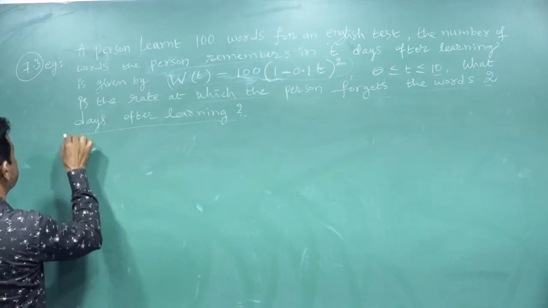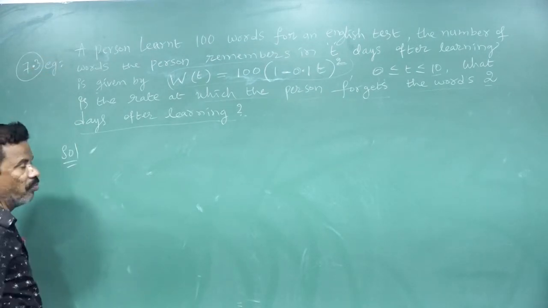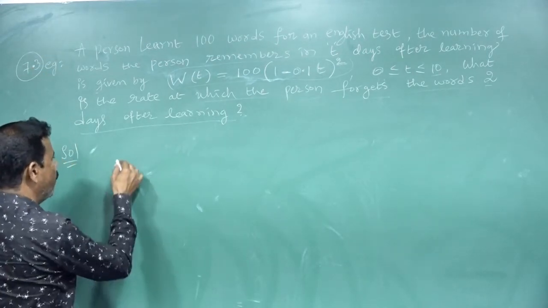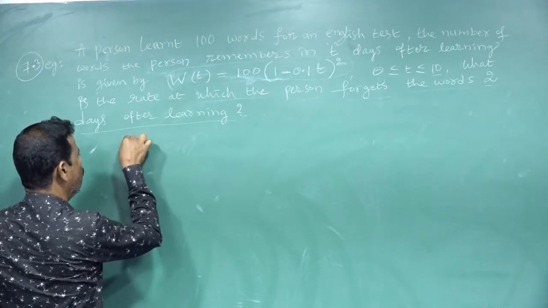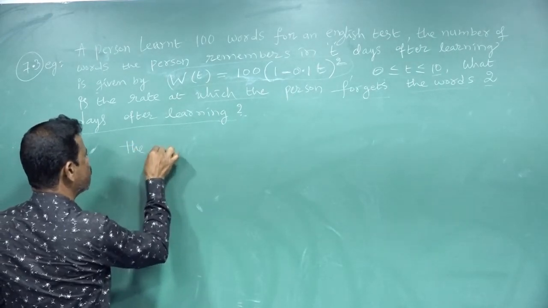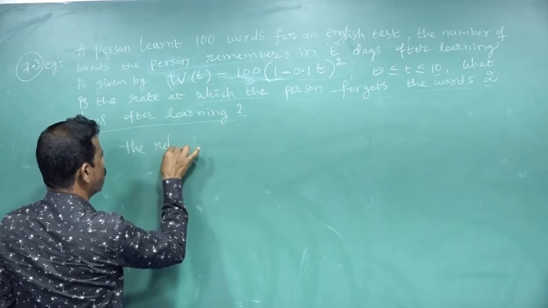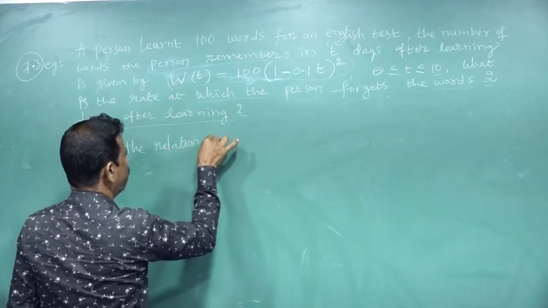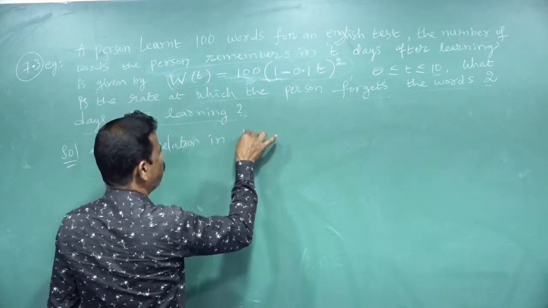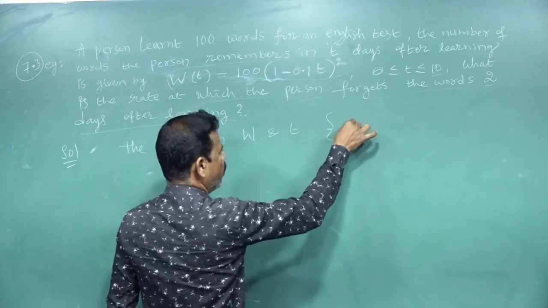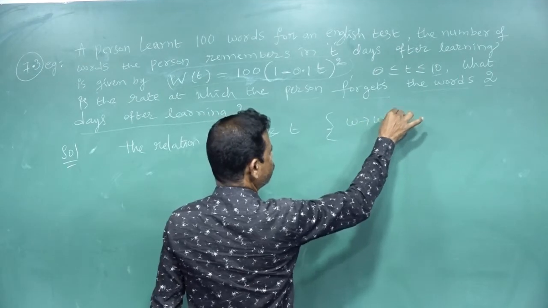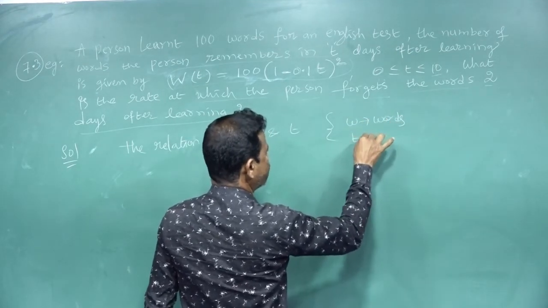Okay, this is the function in terms of words and days. Solution, this is example 7.3. So the given function is the relation in W and t, where W is the words and t is the days.